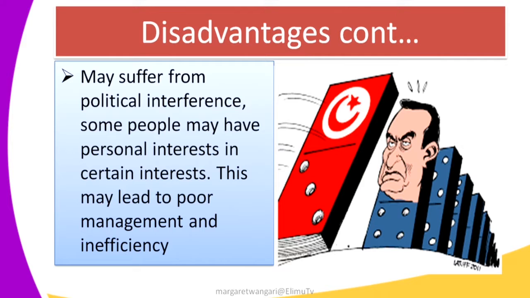The other one is that it may suffer from political interference, whereby some people may have different interests. So a group of members wants to have one person chosen and another group goes for another person. And this one may lead to poor management and inefficiency.